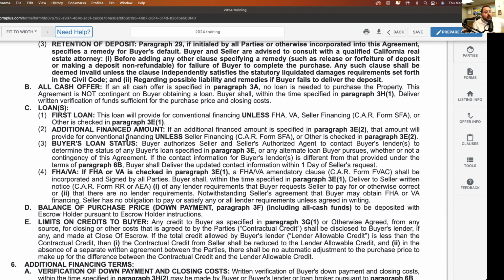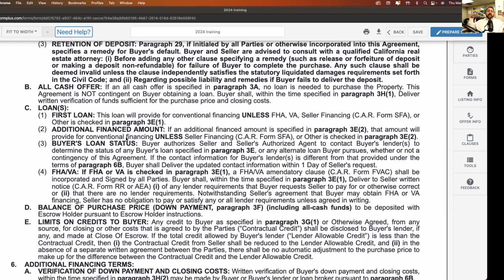Buyer's loan status. Buyer authorizes seller and seller's authorized agent to contact buyer's lender to determine the status of any buyer's loan specified in 3E or any alternate loan buyer pursues, whether or not a contingency of this agreement. If the contact information for buyer's lender is different from that provided under the terms of paragraph 6B, buyer shall deliver the updated contact information within 1 day of seller's request.